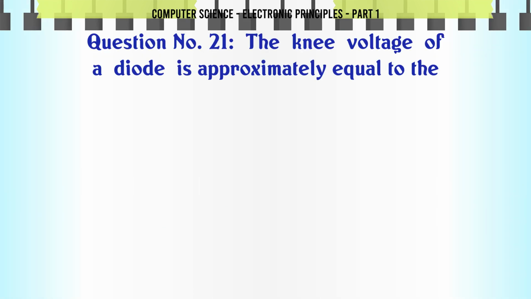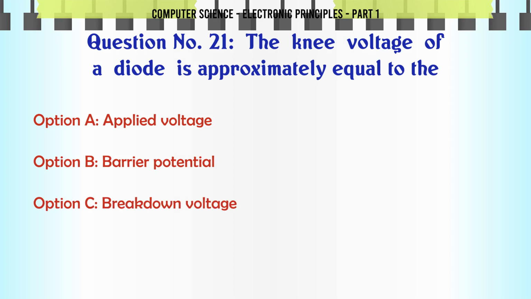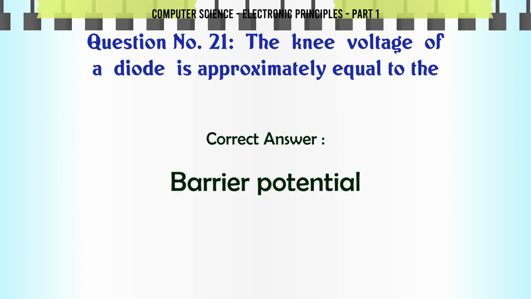The knee voltage of a diode is approximately equal to the A. Applied voltage, B. Barrier potential, C. Breakdown voltage, D. Forward voltage. The correct answer is barrier potential.